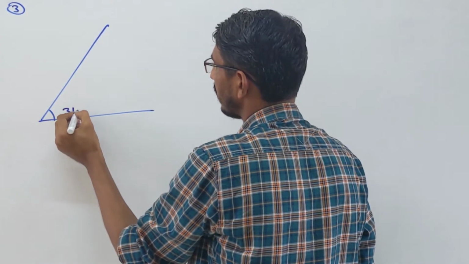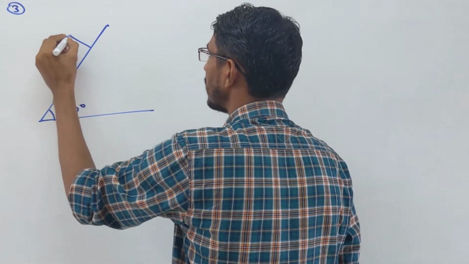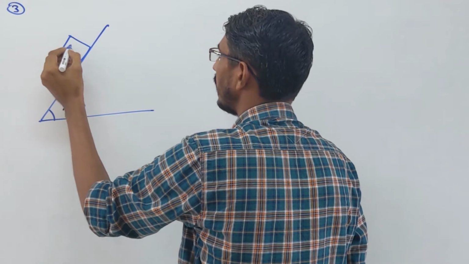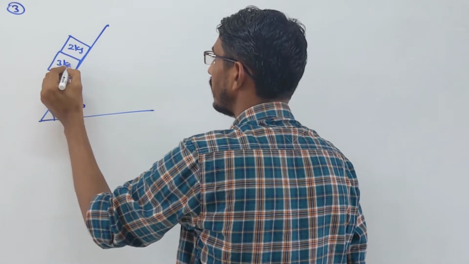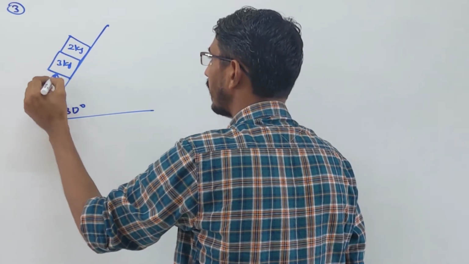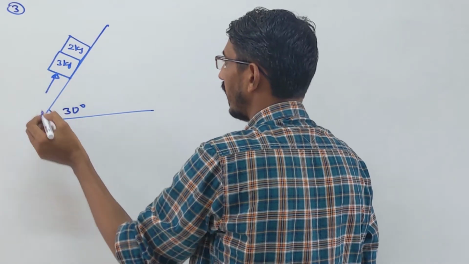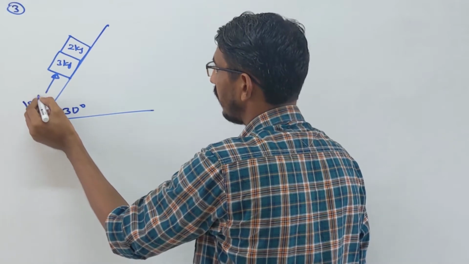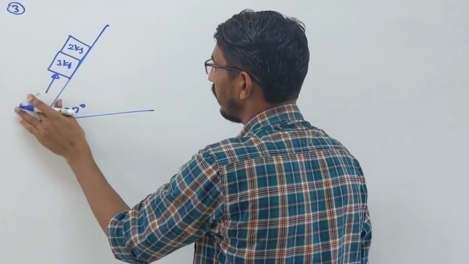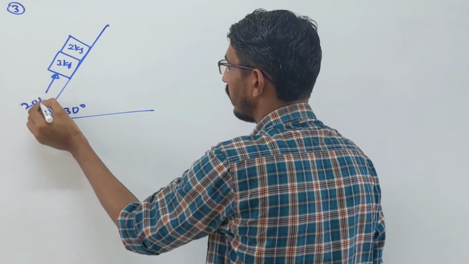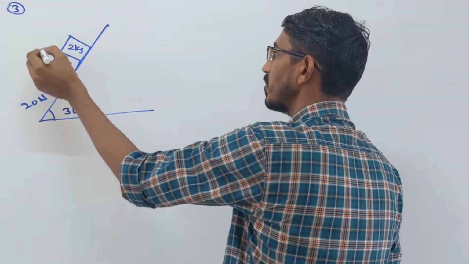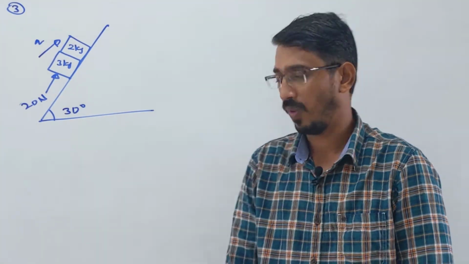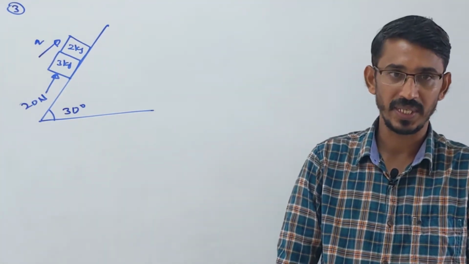Suppose some angle is given here, 30 degrees, and some blocks are placed here. This is one block, that's another block, and let's say this is 2 kg, that's 3 kg, and some force is applied here and we are moving upward. You can call it any force, let's say 10 Newton, or let's say a little bigger force, 20 Newton force is applied here. So this system is moving upward, and same question: what is the acceleration of this system and what is the contact reaction between these two blocks, right?